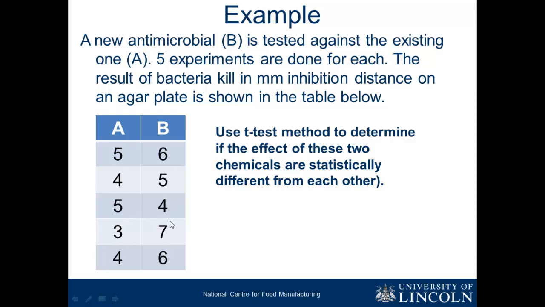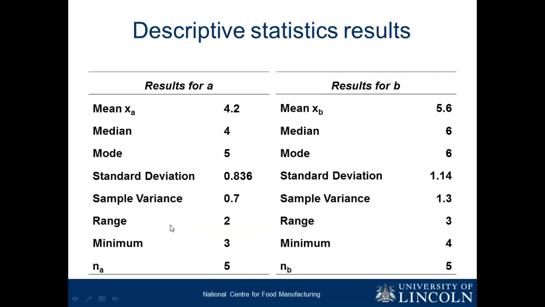The range here is 3. So you know the range is 2. The range here is 2 and the other one for B is 3. And then we know that the number of elements you have in A is 5 and the number of elements you have in B is 5. So this is called the descriptive statistic result, and I think it's something you could play around with and you get the answers.